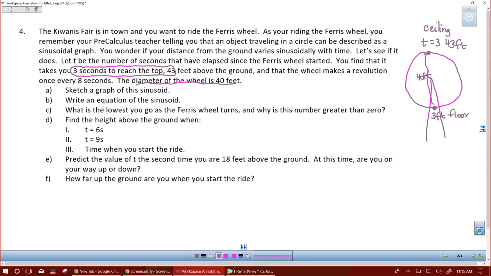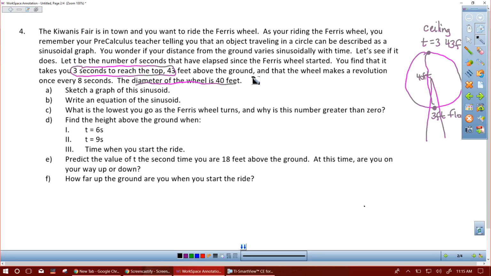That's important for finding my other information, and I want to find all my info before I start making a sketch. I know that K would be the ceiling, 43, plus the floor, 3, divided by 2. That will be 46 over 2, which will be 23. I know my amplitude is 43 minus 3 divided by 2, so that is 40 divided by 2. So that's 20. And remember that that is the radius too, if the diameter was 40.